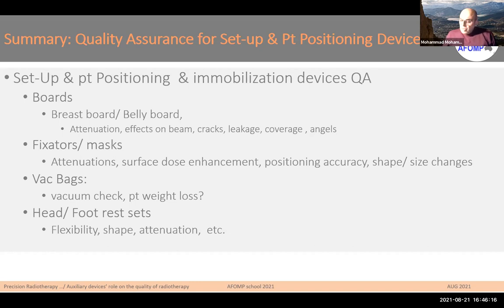QAP, or quality assurance program, should include all devices and procedures. And what setup error are we encountering at the moment with the setup positioning and immobilizing devices, for example, boards? You can see that the boards, belly boards and breast boards: beam attenuation, beam quality change, cracks, damages, leakages, changing of the attenuation factor after a while and because of the irradiation, coverage and angles, all of them should be monitored and should be included as a part of a quality assurance program for boards.